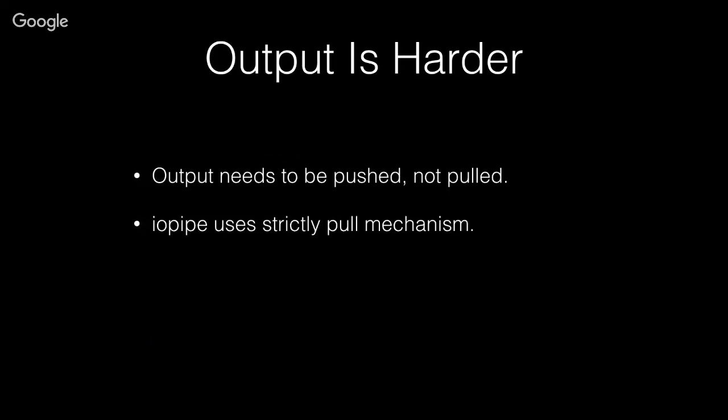Iopipe strictly uses that pull mechanism. I don't want to make push versions of everything and change how the interface works. I like the extend release window interface. That's great. It's nice, easy to wrap, but we need to do output, obviously. So how do we access the source element in the chain, the very first element?